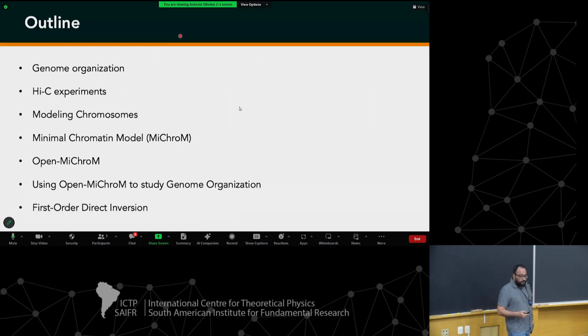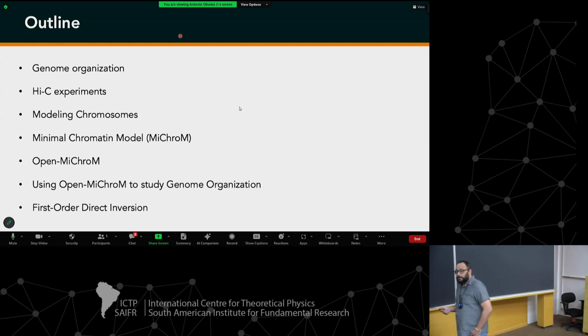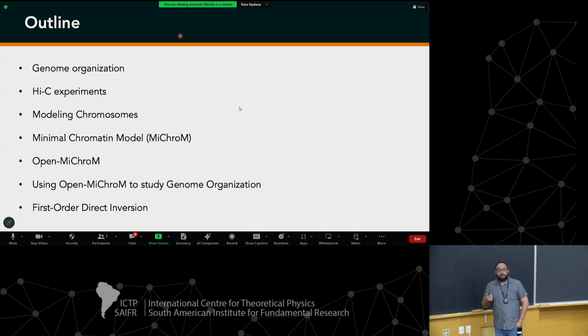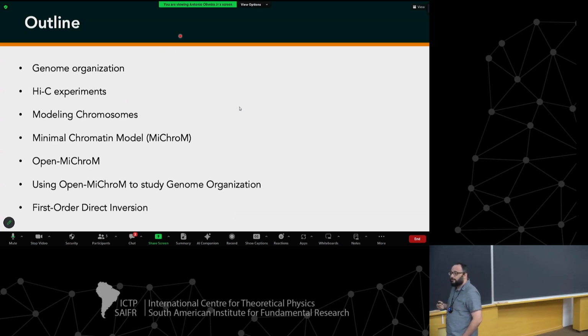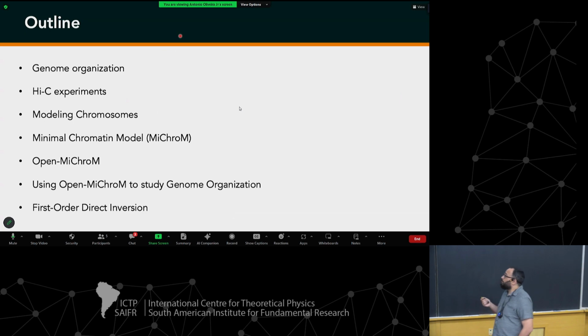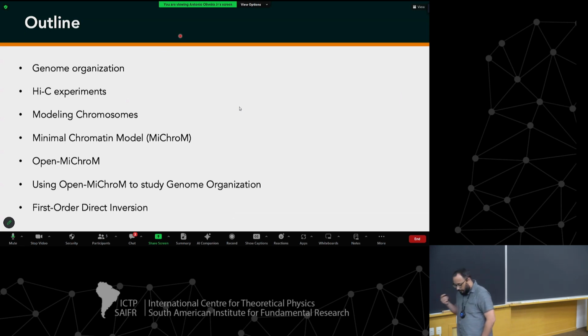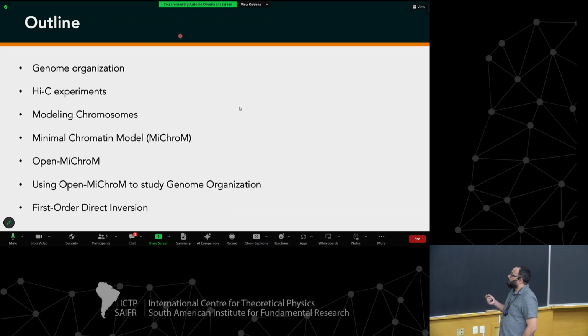Here I have an outline of what we're planning to talk about today. I'll try to explain the genome organization problem, and motivate how you can apply some physics modeling to understand this complexity. Then I will talk a little bit about Hi-C experiments, the most modern way to extract contact maps of the genome organization, and how you can model that. I will talk about the model called MiChroM, the first model of our group that was very successful in exploring details of the chromosome.